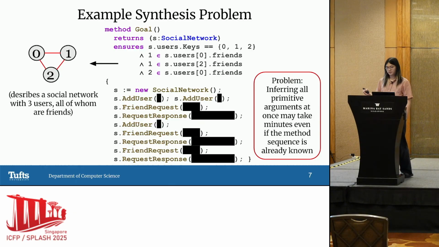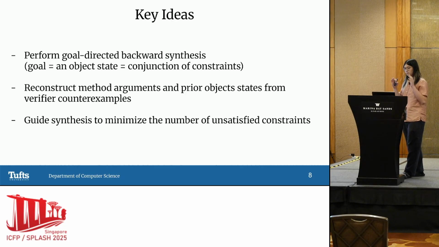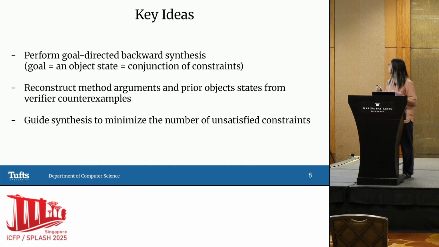So how are we going to synthesize large objects that need dozens of method calls to get to the desirable object state? So here comes Metamorph, which performs a goal-directed backward synthesis. Instead of generating everything all at once, we do things step by step, limiting the solver context. Another observation we have is that the synthesis goal is an object state that satisfies the desirable properties you want, and it's also a conjunction of constraints. So we can reconstruct method arguments and prior object states from verifier counterexamples by doing this step-by-step thing. We generate concrete intermediate heap states to step through the backward search.